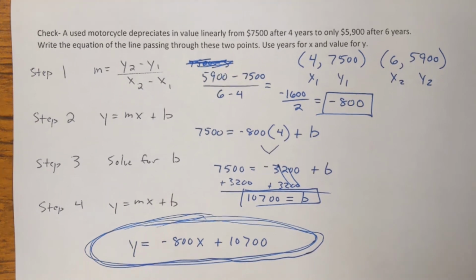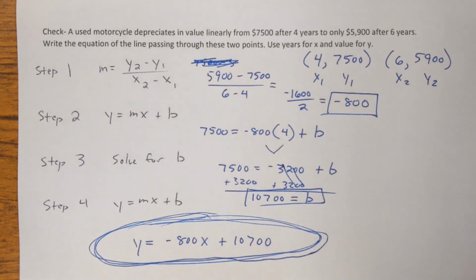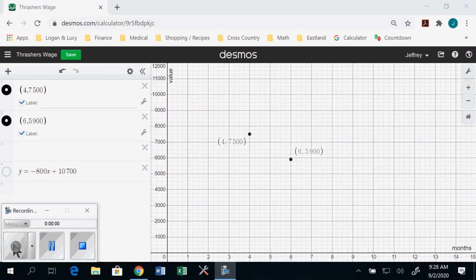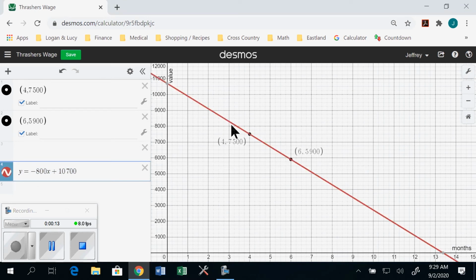Let's actually switch over. Let's take a look at this on a graph. So here is the check problem graphically. Here's the value of the motorcycle after 4 years, after 6 years. Well, look, once you find the equation of that line, now you can find its value after any number of years and its original value, as well as when it's going to be completely worthless. This is kind of our prediction. Hey, after about 13 and a half years, it's going to be completely worthless.